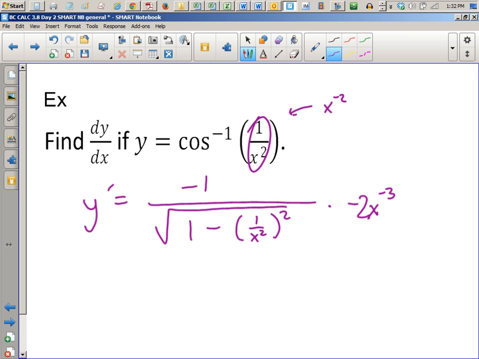So if you clean this up a little bit, it's basically 2, and then on the bottom there's an x cubed and a square root of 1 minus 1 over x to the 4th. I might have you clean it up. I might let you just leave it like that. I'm not sure anything you do to this is going to make it look much better. So let's just leave it and move on. I wanted to show you that chain rule step. Okay, let's look at the next one.